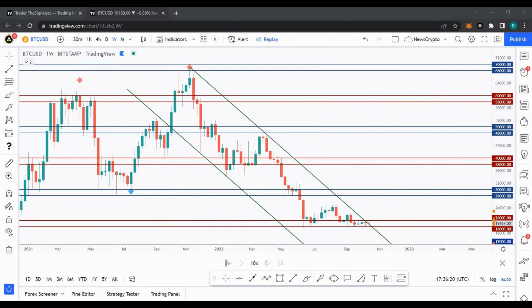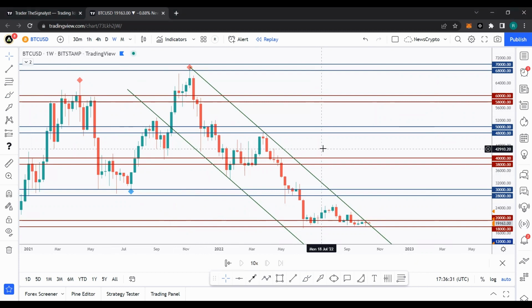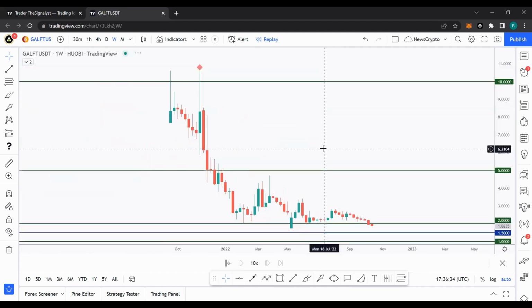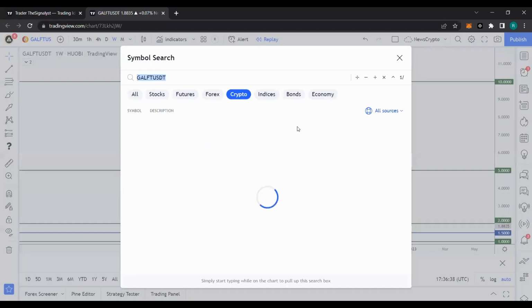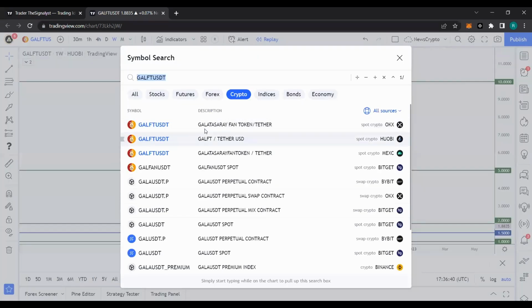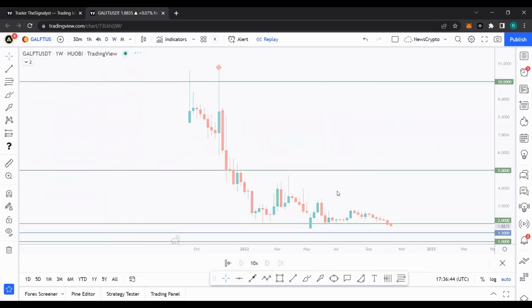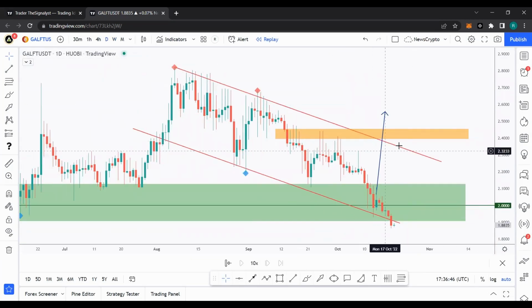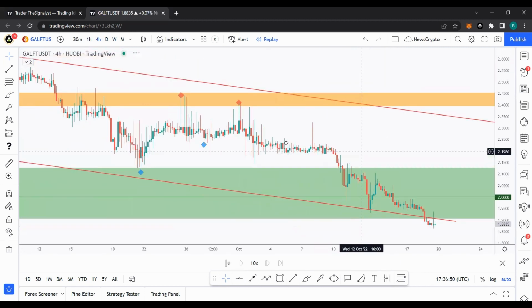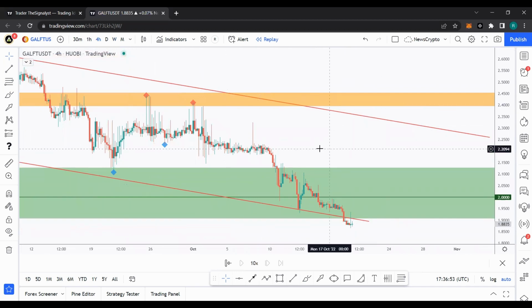Okay, that's it. Let me move forward to the other ones and give examples on trend lines. So Joseph requested this one. It's called Galatasaray. This is why we added it here. We were waiting for a break above this one, but it didn't happen. If you go to H4, we kept on moving lower and lower.